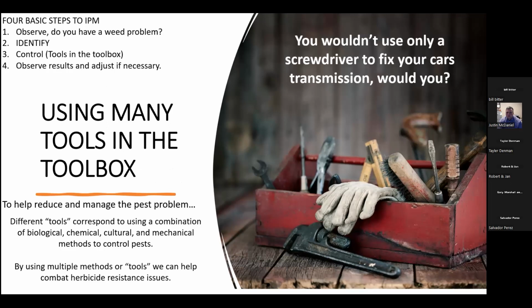So to help reduce and manage a pest problem, we can use different tools corresponding to using a combination of biological, chemical, cultural, and mechanical methods to try to control those weeds that we see. And by using multiple methods, we can also combat herbicide resistance issues that we have seen in several different plant species. Kind of an analogy to this would be trying to use a screwdriver and only a screwdriver to fix your car's transmission. It's not a multifaceted approach. It might be a little bit more difficult to control.